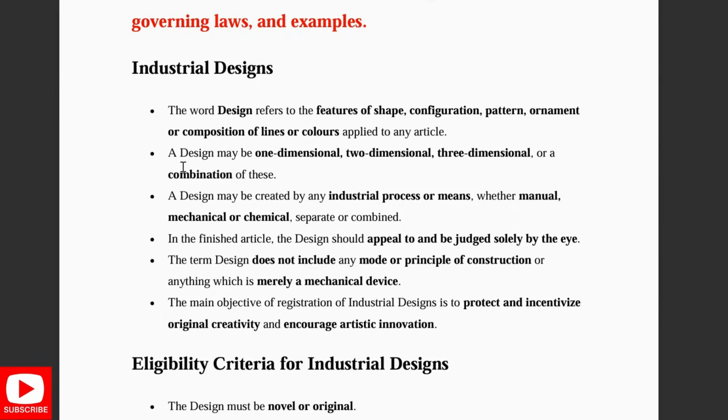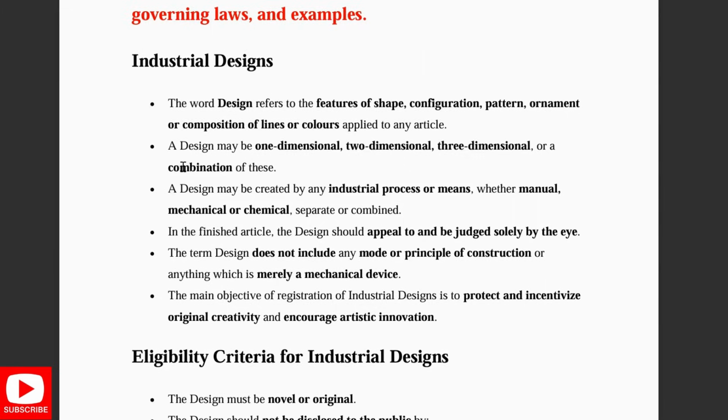In the finished article, the design should appeal to and be judged solely by the eye. It does not include any mode or principle of construction, nothing is required of it as a mechanical device. The main objective of registering an industrial design is to protect original creativity and encourage artistic innovation. This is the main thing of the industrial design.